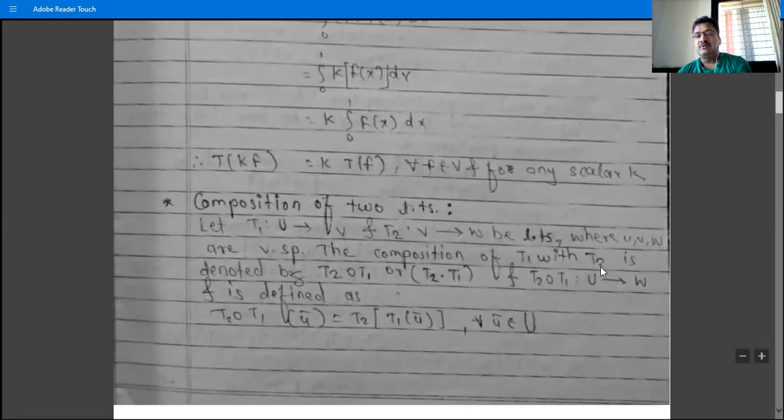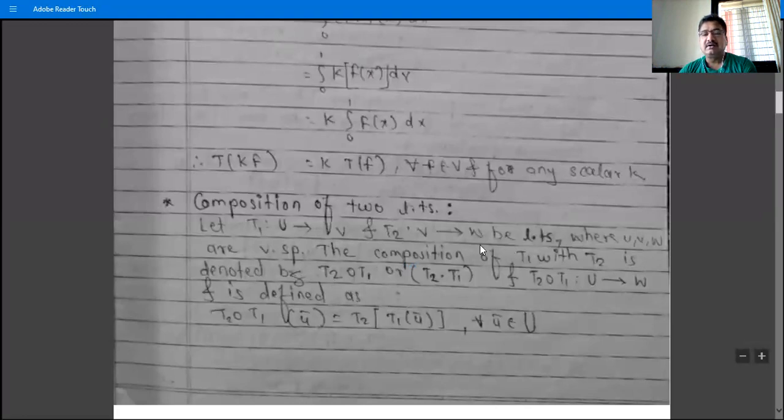The composition or the multiplication of T1 and T2 is denoted by writing first T2, then circle or dot T1. So this sequence is very important. If you know that the multiplication of 2 and 3 is denoted by 2 dot 3 or 2 cross 3, or we can denote it as 3 cross 2, both are the same. The multiplication of two numbers is commutative, but here the product of T1 and T2 is denoted by T2 circle T1. That is, first write T2 and then write T1. You don't write T1 first and then T2.